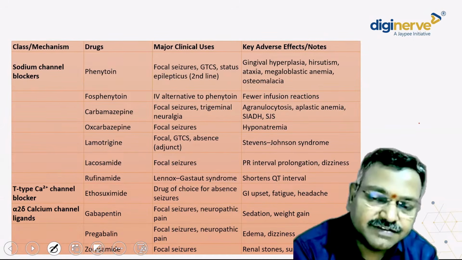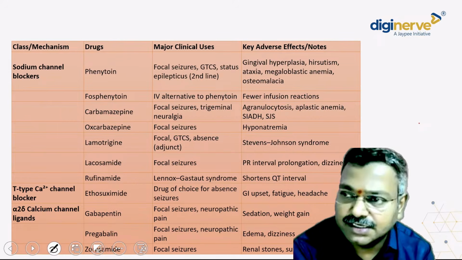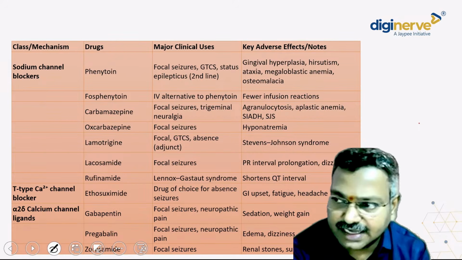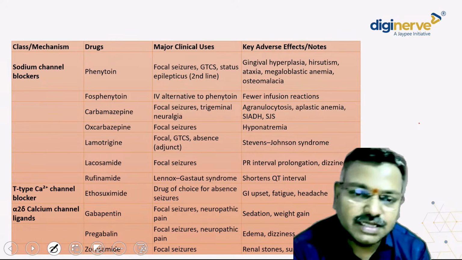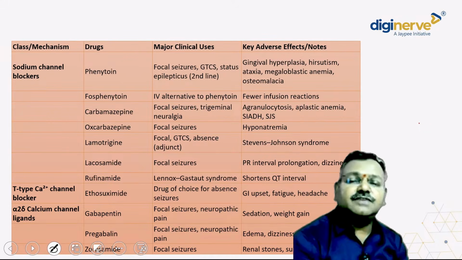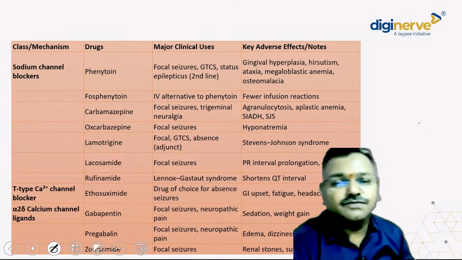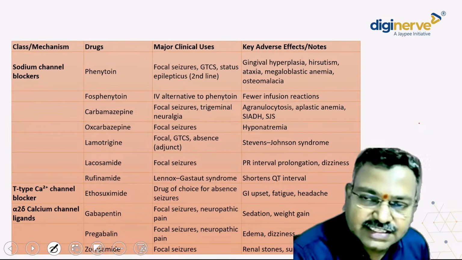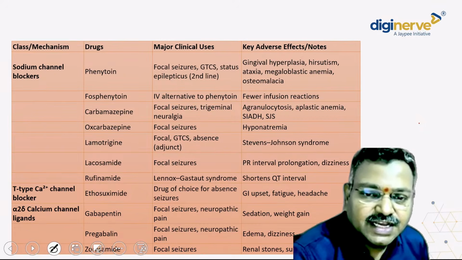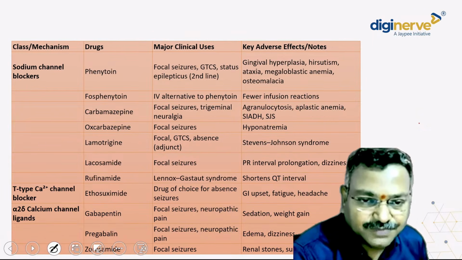The important side effects of phenytoin you should remember: gum hyperplasia, hirsutism, ataxia, osteomalacia, megaloblastic anemia, drug-induced lymph nodes. You can get something called a pseudolymphoma also. Fosphenytoin is a parenteral preparation, an IV alternative to phenytoin. It has fewer infusion reactions. We can give it faster.